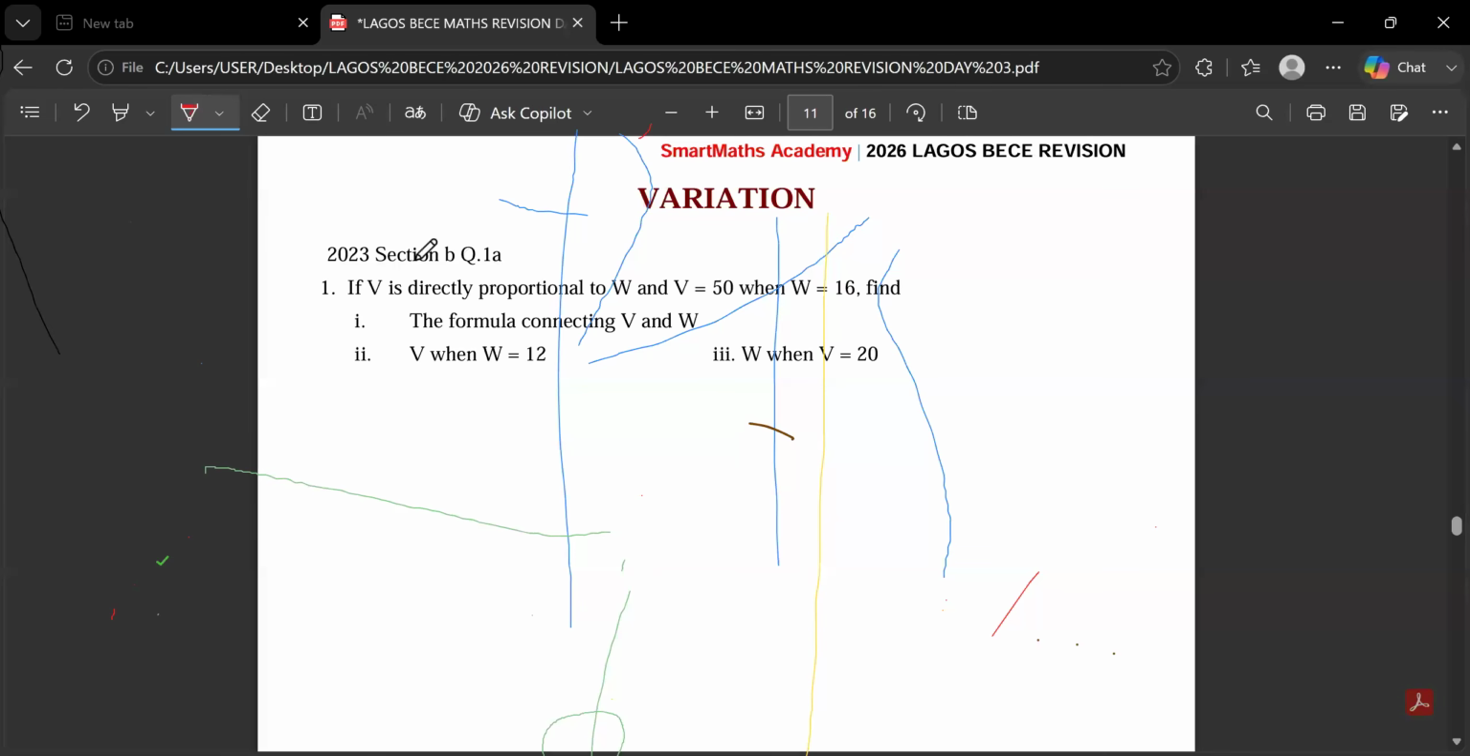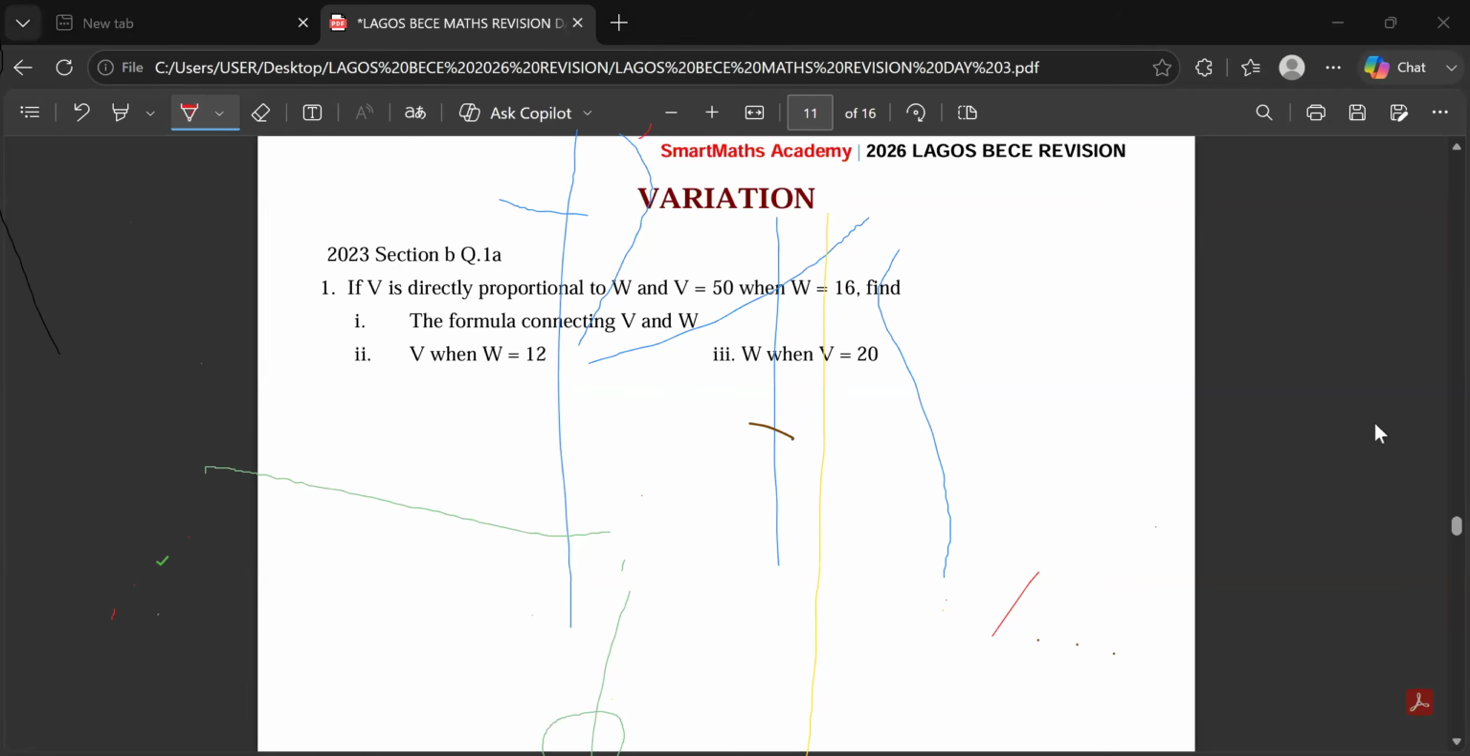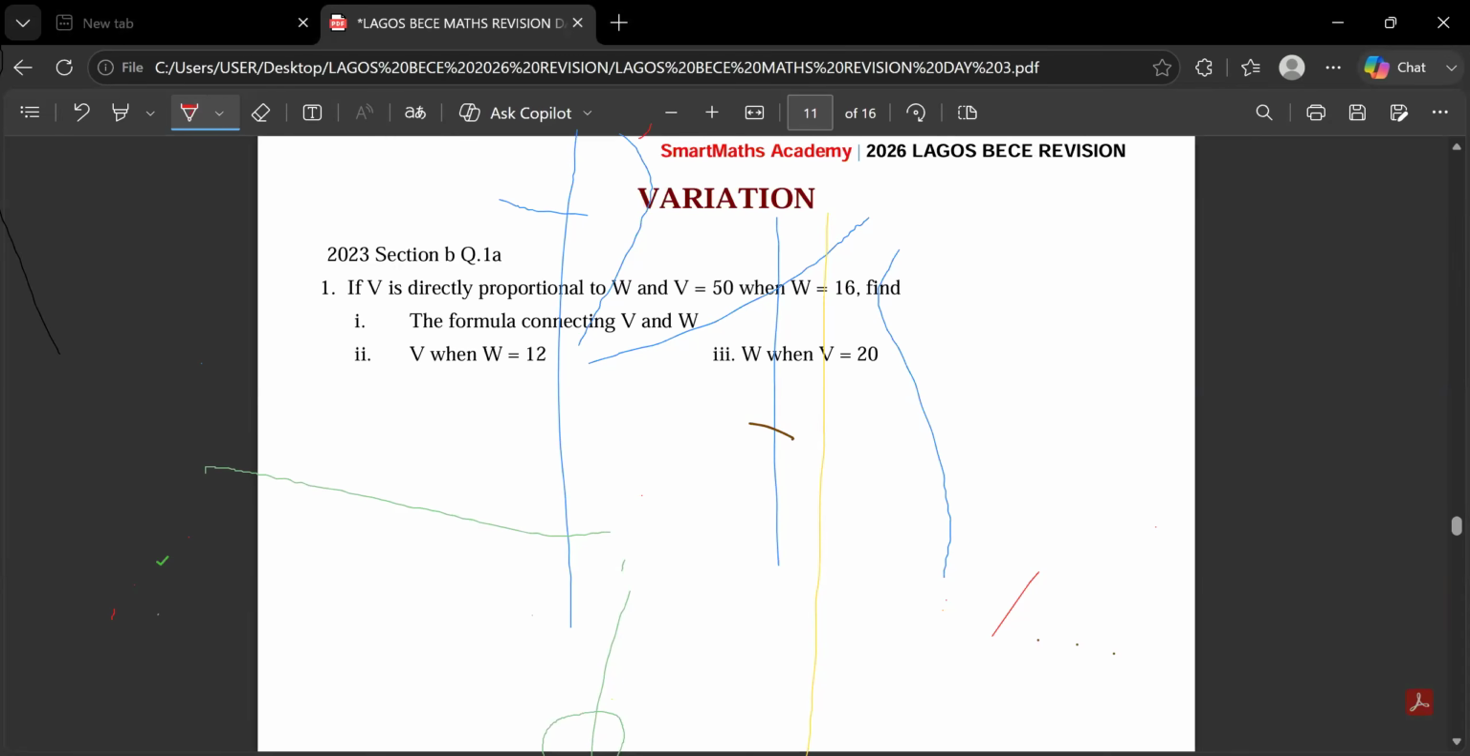Now, this is variation. Variation is like proportion. Please meet yourself, Joy. Okay, I can continue. Variation is like proportion. If you understand proportion very well, you should be able to understand variation.